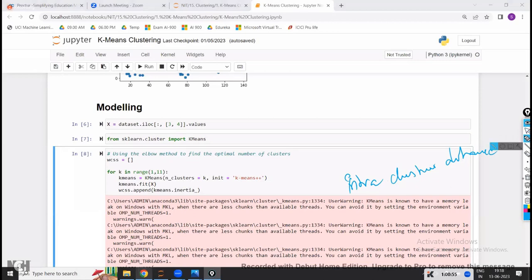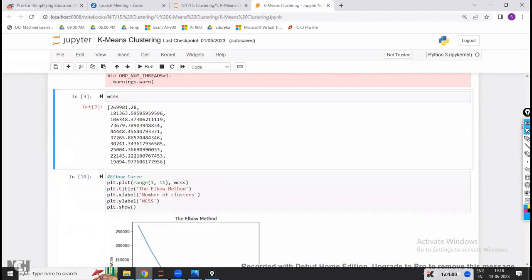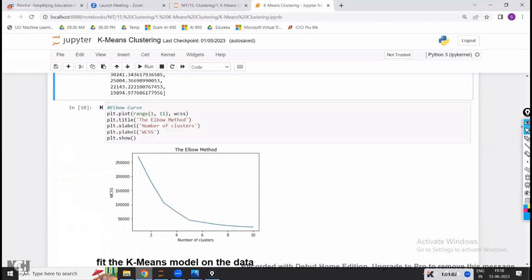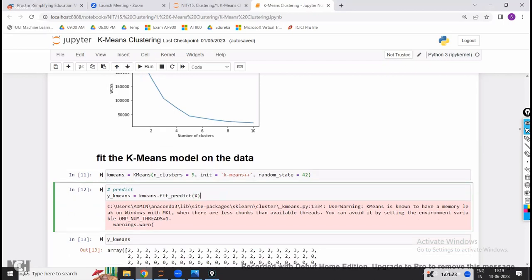And once you have calculated the WCSS value, you are going to make a plot. From this plot, I can observe the almost flatness has started from here. This is the starting point, which is nothing but 5. Now, once I identified k equal to 5, I'm going to use number of clusters equal to 5, initialization equal to k-means++ and some random state, and I'm going to fit and predict.